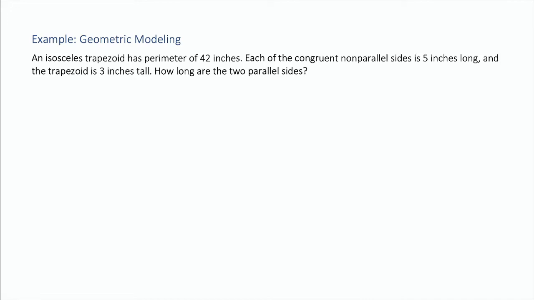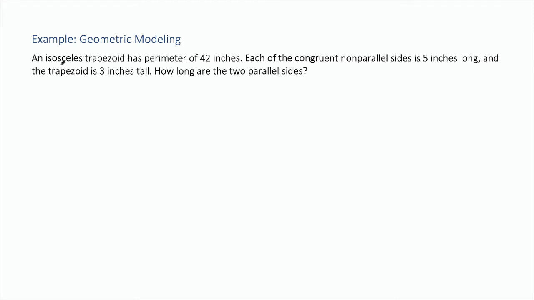An isosceles trapezoid has a perimeter of 42 inches. Each of the congruent non-parallel sides is 5 inches long, and the trapezoid is 3 inches tall. How long are the two parallel sides? We'll start by drawing a picture here.